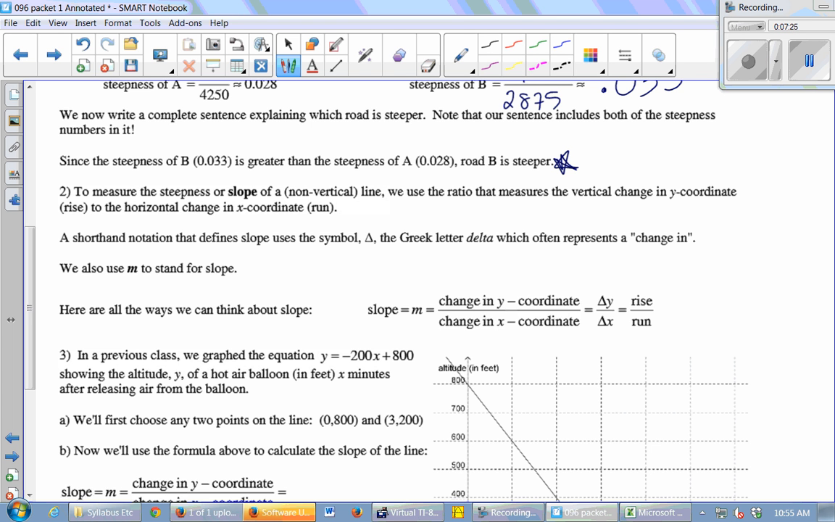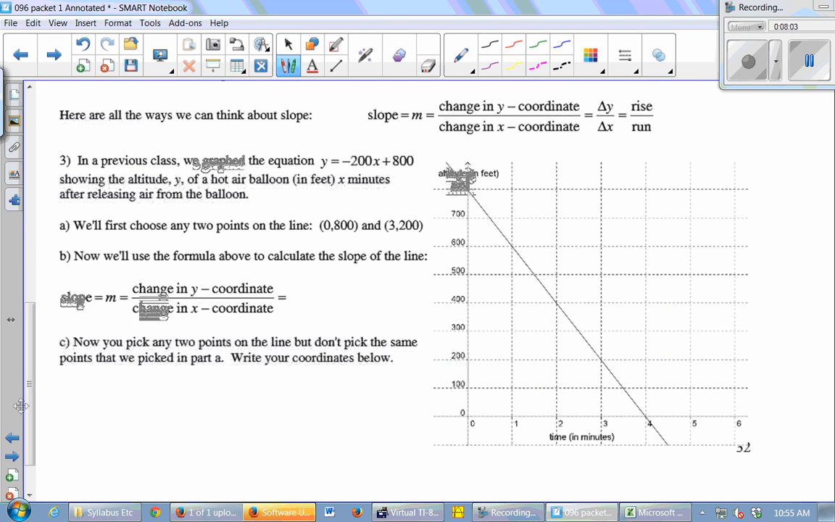Okay. So here are all the ways that we can think about slope. Slope, we often use the letter M to represent it. So slope equals M, which is equal to the change in the y coordinates divided by the change in the x coordinates. Change in y coordinates is just a vertical distance, which we represent as delta y, change in y. Change in the x coordinates, or delta x. We also sometimes use the shorthand rise over run, vertical change over horizontal change.